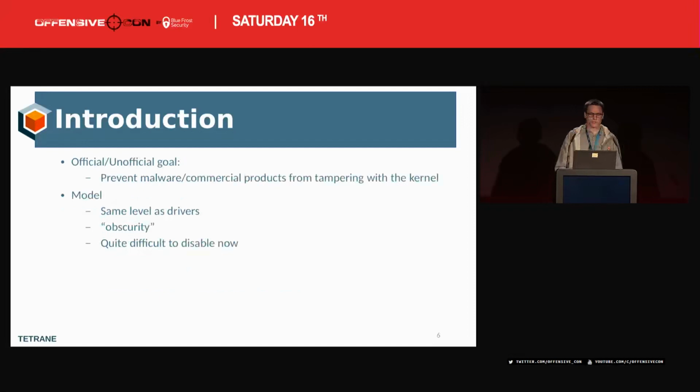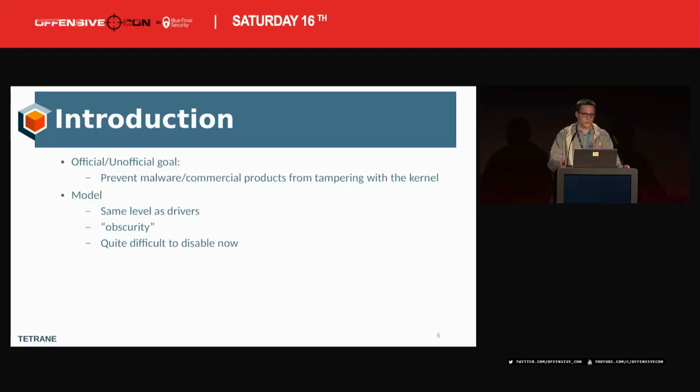So, what's the objective of PatchGuard? PatchGuard will prevent malware and commercial products from tampering with the kernel. The idea is that Microsoft realized at some point that most of the crash reports that they got were from malware and third-party drivers. So they decided to prevent this from happening.